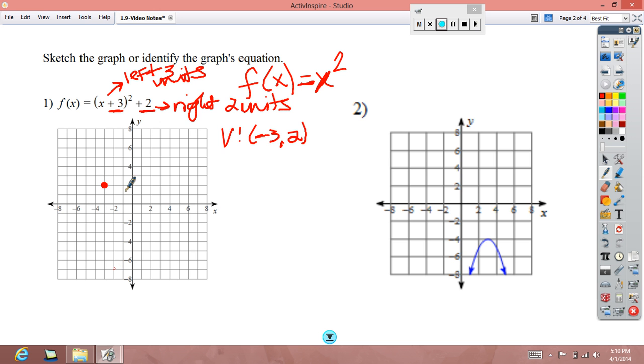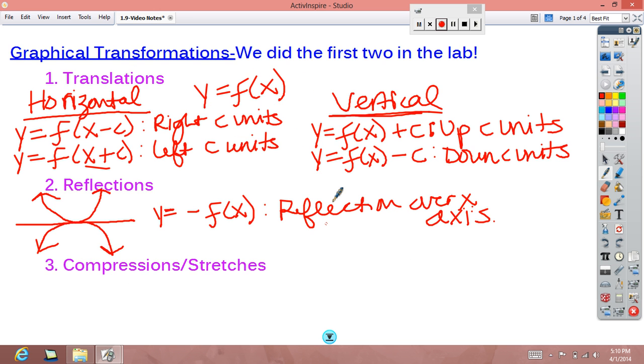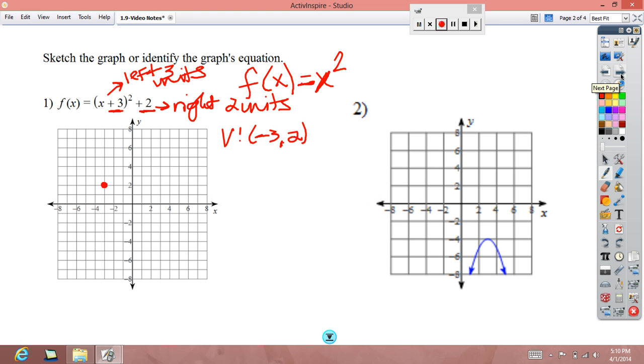Does this graph face up or down? Well, we talked about that here. With reflections, if there's a negative, then it reflects down. Also, that's based on the a value, which we talked about the other day. But there's no negative here, so this graph's going to face up. And that would be the graph.